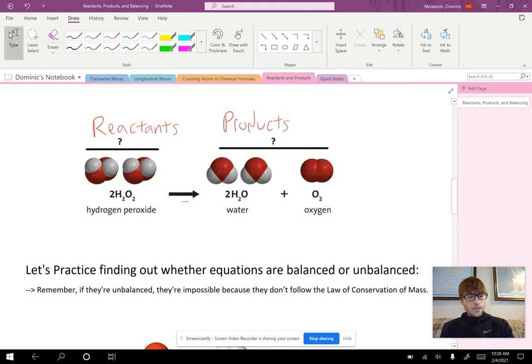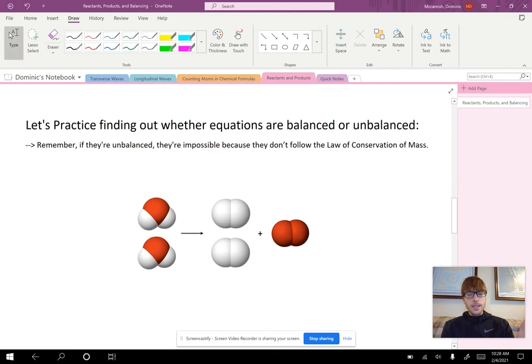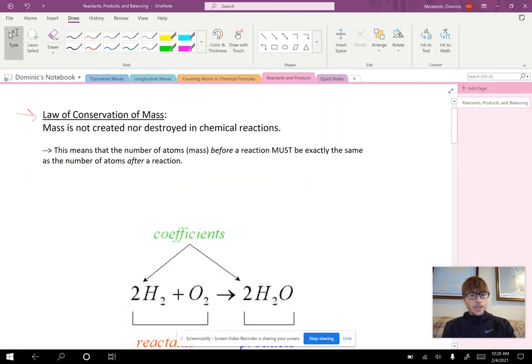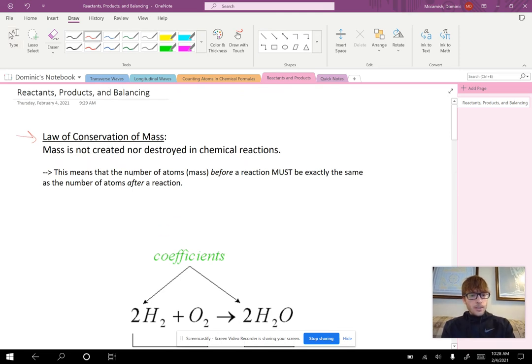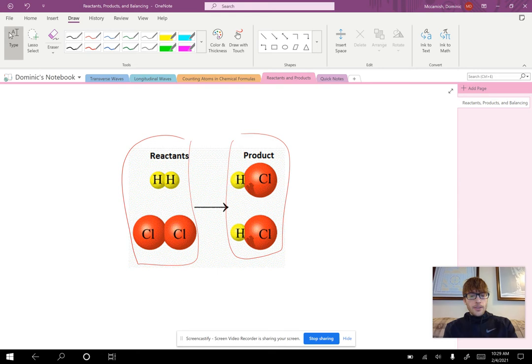Okay. So let's practice finding out whether chemical equations are balanced or unbalanced. Now, here's what I mean. Like I said up here, the number of atoms before a reaction occurs must be exactly the same as the number of atoms after a reaction. So if they're equal, then it's balanced. If they're not equal, then it's unbalanced. So let's look at these.